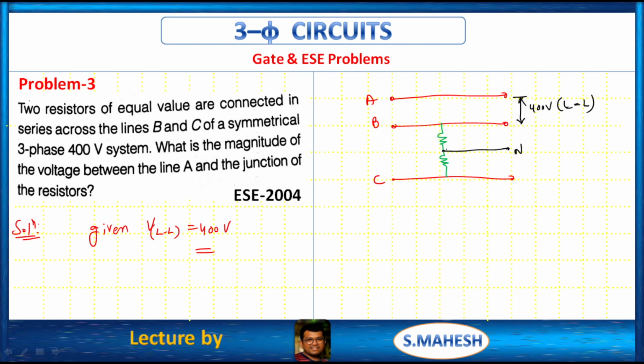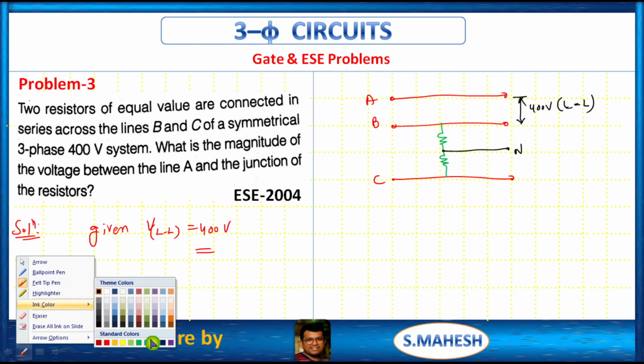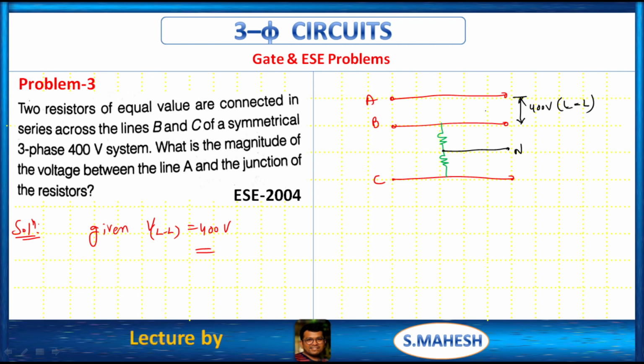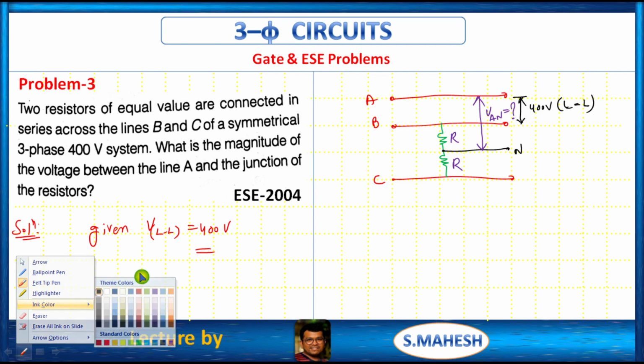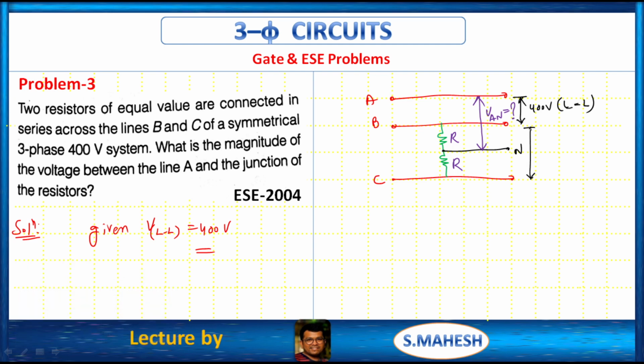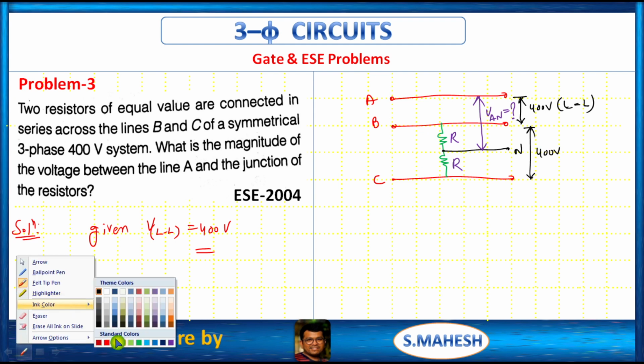That's it. Then he wants what? What is the magnitude of the voltage between the line A and the junction point of that? So he wants the voltage between what? VAN. He wants VAN, that is the question, right? This is given as, let us say, R, okay? Between this, given that 400. Between two lines, we have 400. Therefore, we have to get VAN, right?